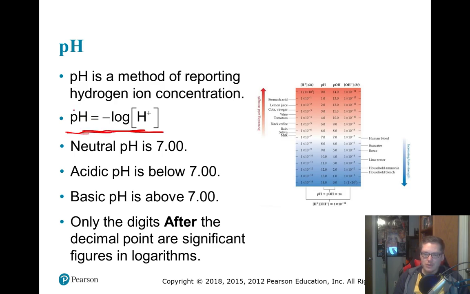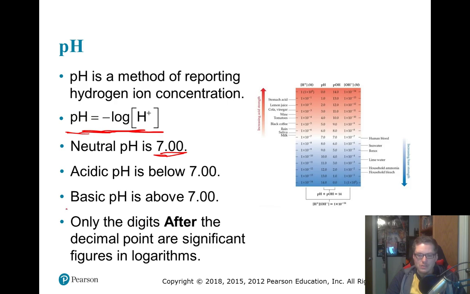Whenever you see this p-value in front of something, what that means is just take the negative log of it. It's just shorthand for negative log. Neutral pH is defined at 7. So if you have a pH of 7, you're neutral. Anything less than 7 is acidic. Anything greater than 7 is basic.